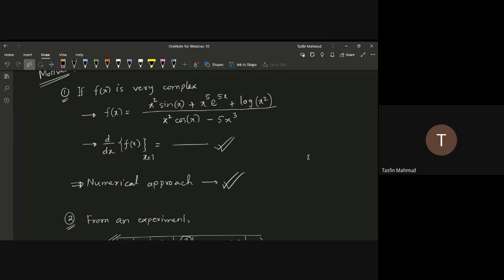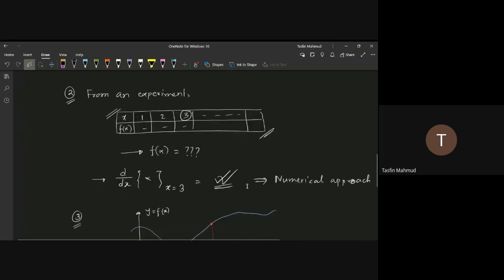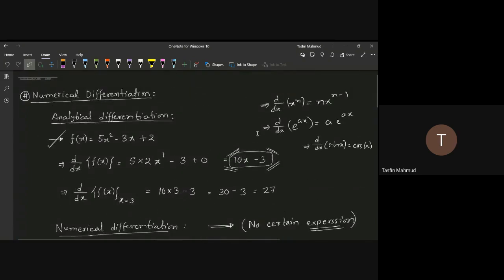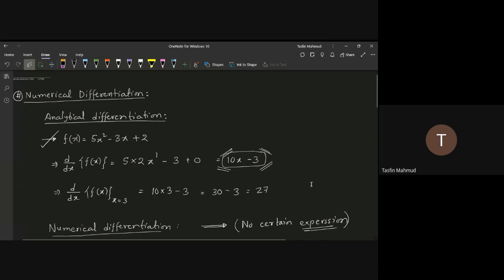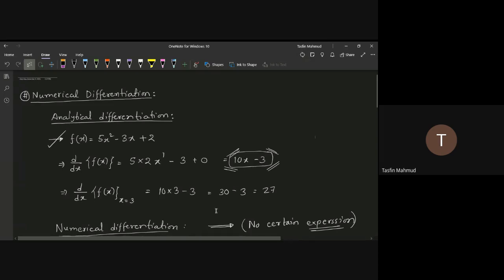Now we will go for the approaches. Like I said, we will not apply these formulas, right? That I mentioned that we will not apply these formulas for numerical approach. Rather, we will follow a different approach. Now we will know what approach we are going to follow.